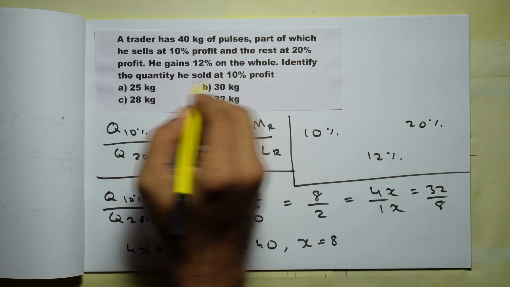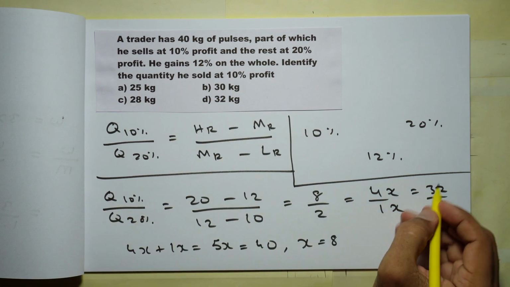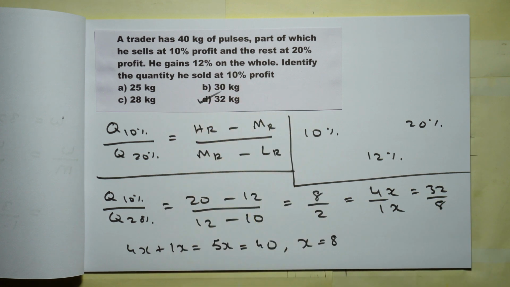Now the question is identify the quantity he sold at 10% profit. At 10% profit is 32 kilograms. So option D, 32.